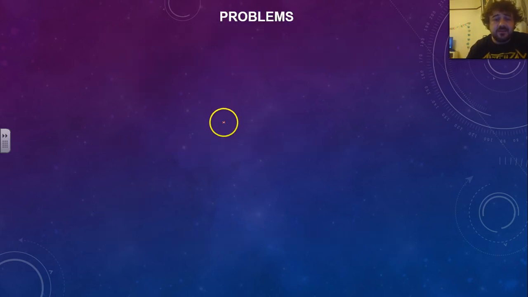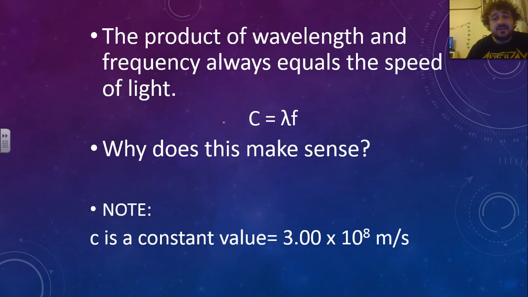And the reason this makes sense is that as this one goes up, this one must go down. That's why that relationship happens, just so that this one here stays at this speed.